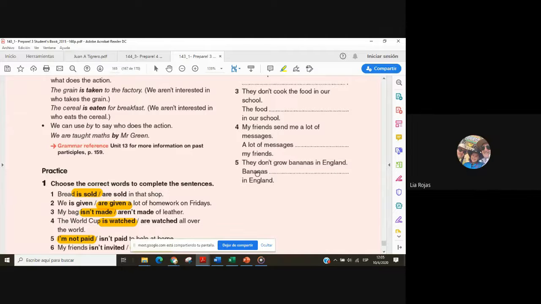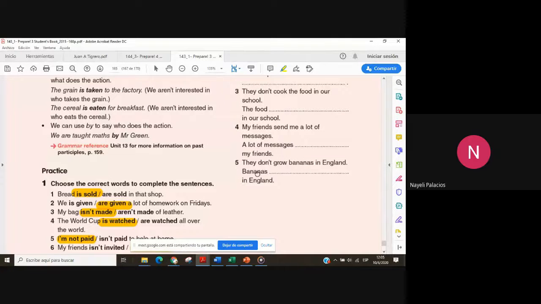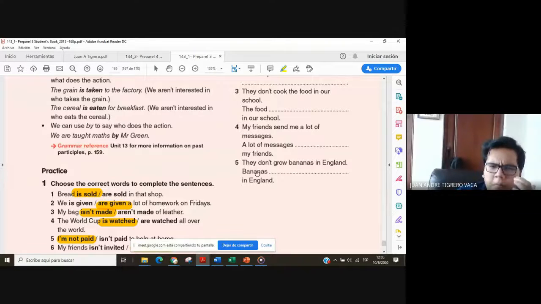Teacher, it will be a lot of messages my friends send me. No. The thing is that if you are using the present simple passive, you have to use are and sent, are sent by, sent by in this case, are sent by my friends. Okay? Teacher, it could be a lot of messages are sent to me by my friends. Yeah, a little bit longer, but yes, that's correct. Right, so number 4 is are sent by my friends.